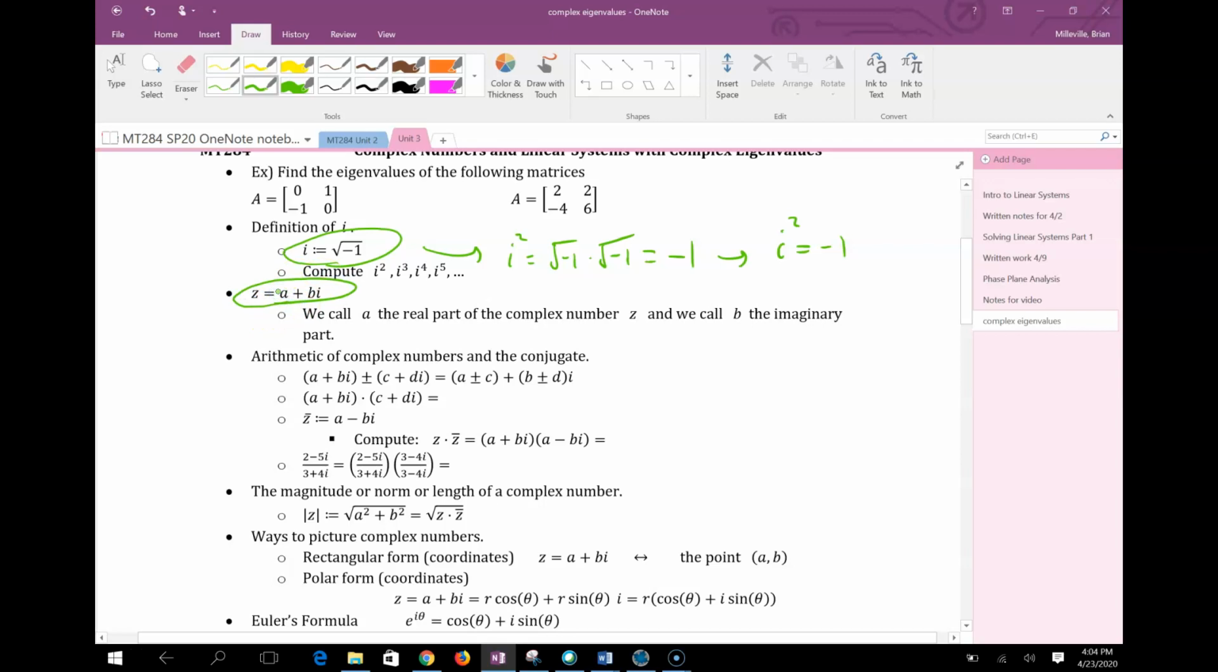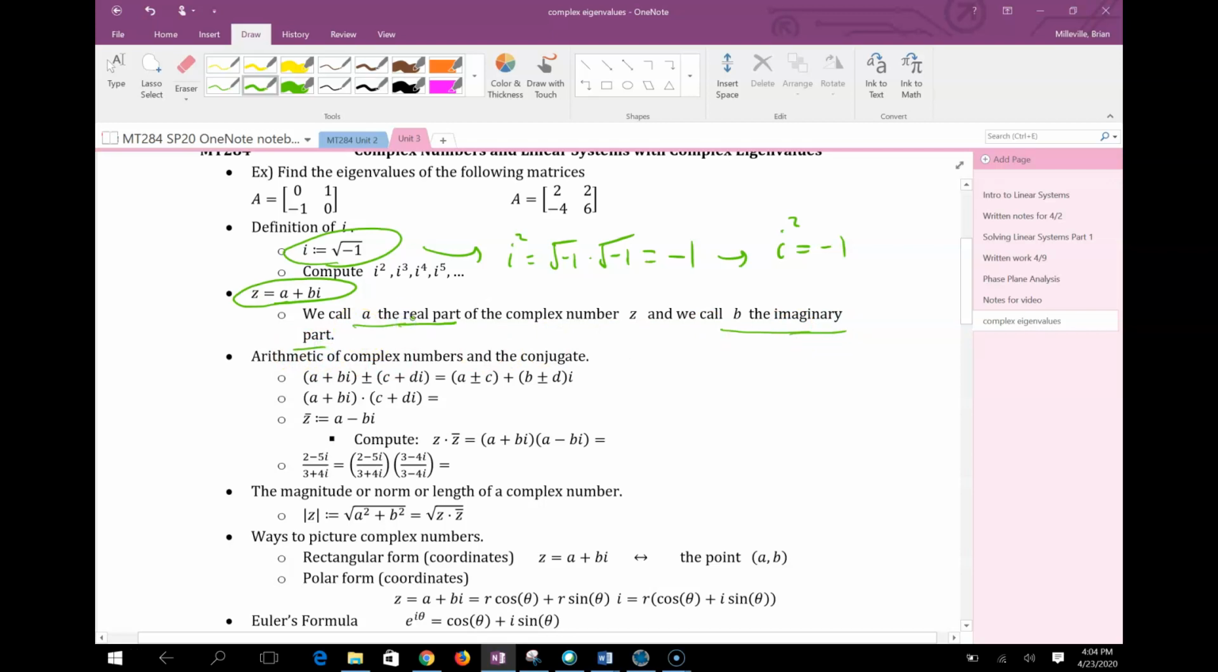a plus bi. Okay, a plus bi. A is what we call the real part of the complex number. And a lot of times math books use letters like z and w to denote complex numbers. We call b the imaginary part. So the coefficient of i is what we call the imaginary part of that complex number. The other portion is the real part.